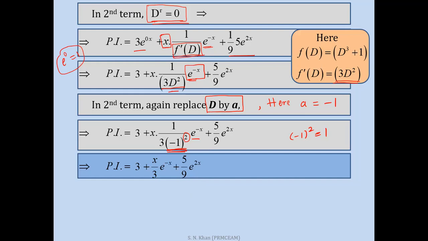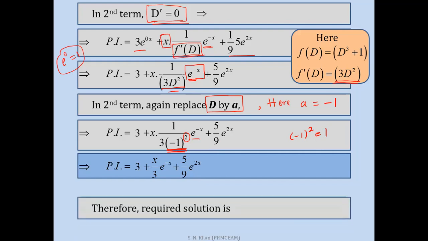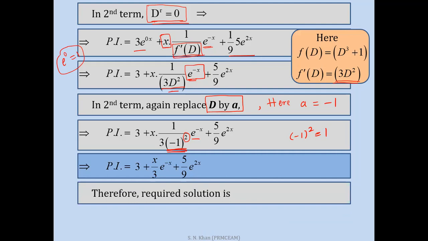Abhi PI ka jo equation yahan pe likha hai, isme kahin pe bhi operator d present nahi hai. Operator d remove ho gaya, it means that derivative remove ho gaya. And derivative remove hua, it means that we got the solution of differential equation. Okay. So this is all about finding PI. So pehle humne CF find kiya, uske baad PI find kiya. Now required solution of given differential equation.